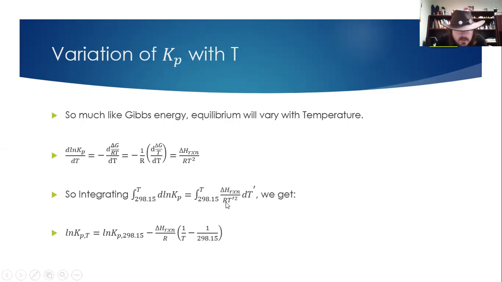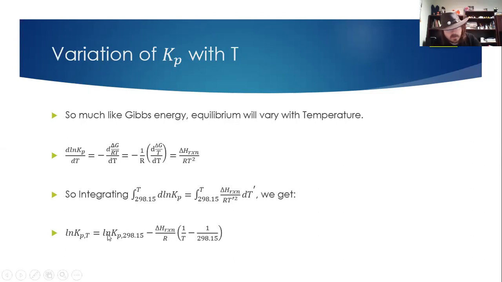So if we integrate these two things, we get the dT to the other side and integrate both sides with temperature. We get that the natural log Kp is equal to the natural log of K at 298 minus, so we have 1 over T squared, and when we integrate that it becomes negative 1 over T. So you take out the negative H over R, those are constant, and get 1 over T minus 1 over 298. So this is kind of similar to that delta G version.